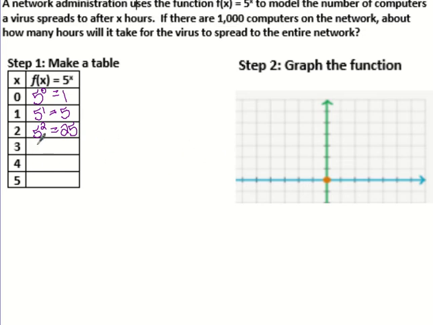All right, so 5 to the third power is 125. 5 to the fourth power is 625. And 5 to the fifth power is 3,125. So you can see these grow really, really fast.